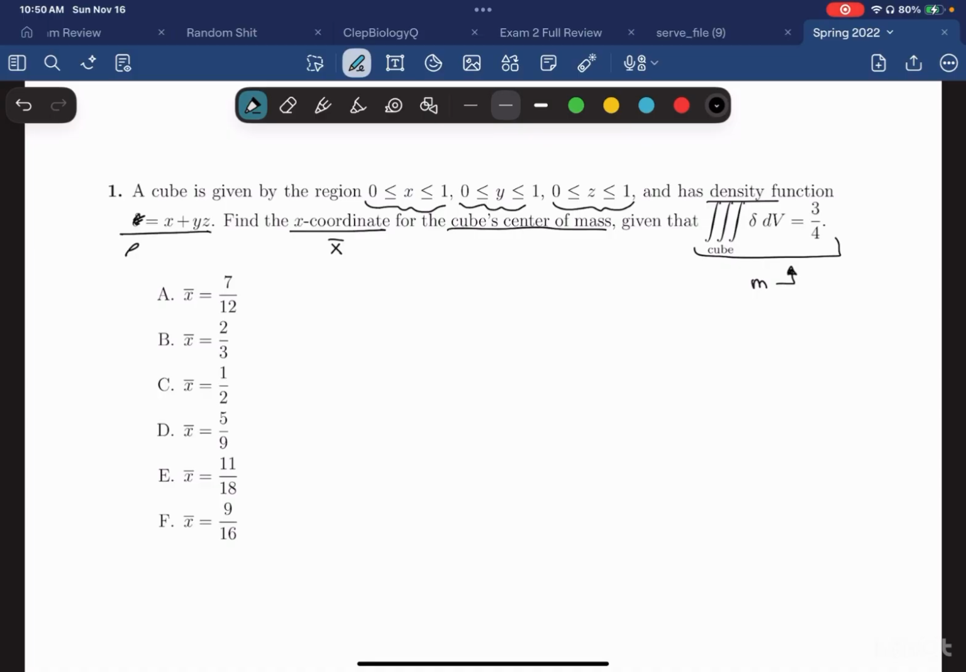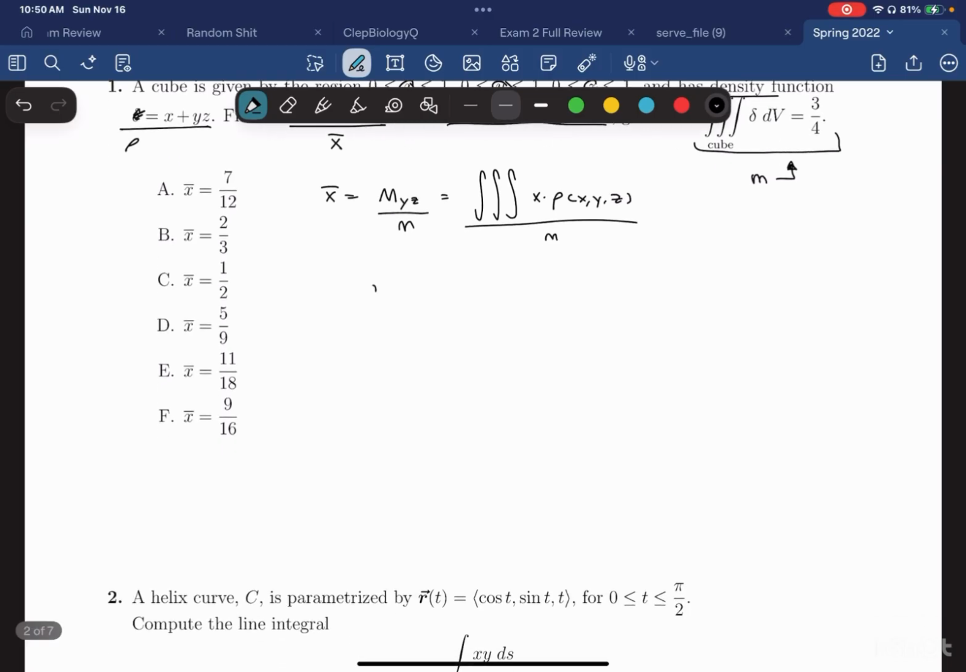So remember, if we want to find x bar, since now we have 3 variables, it'll be the moment at yz, which in this case will be the same triple integral. And you can think of it the same way. It's just x multiplied by the density equation, which will now be x, y, and z, divided by the mass. Okay, so let's find this. So it'll go from 0 to 1 for all 3 of them.